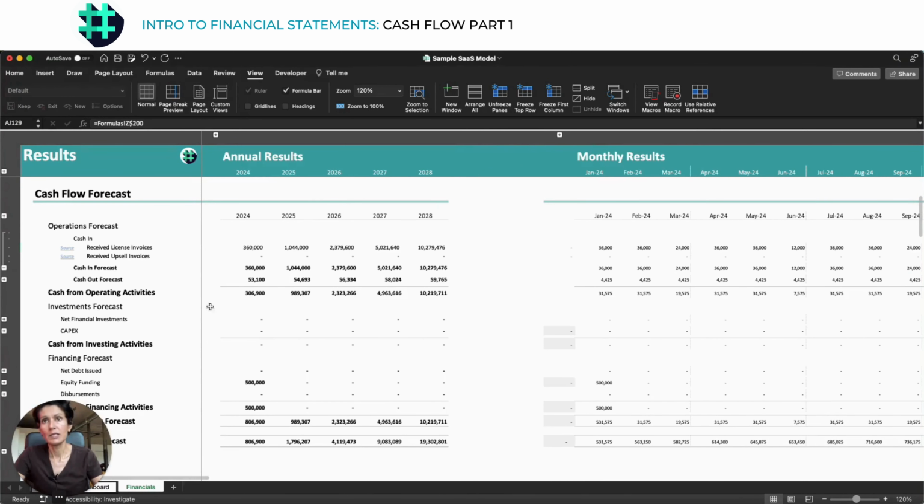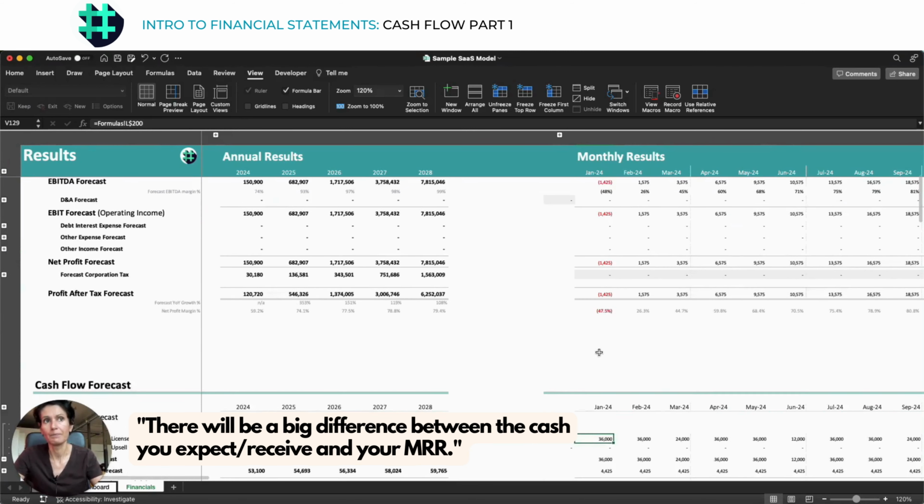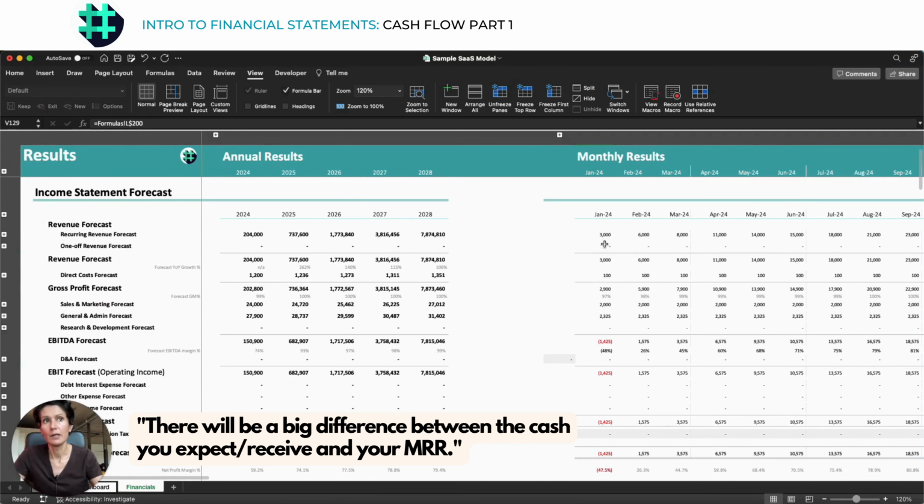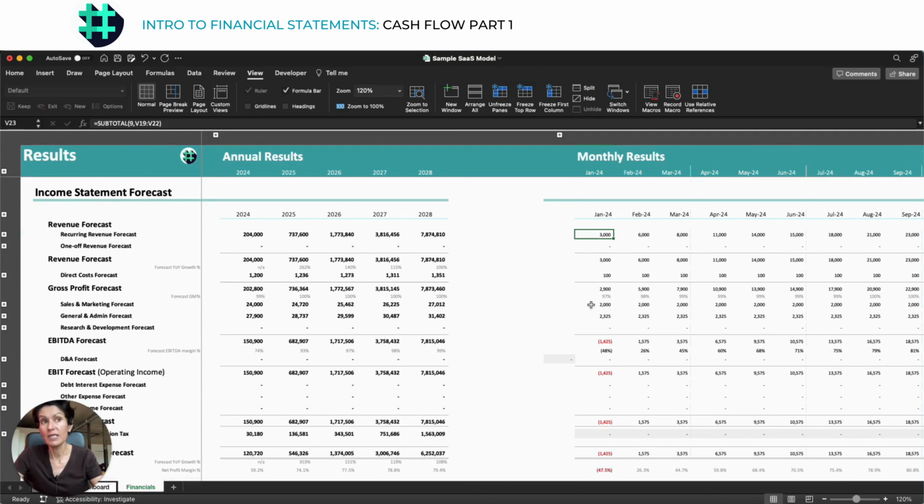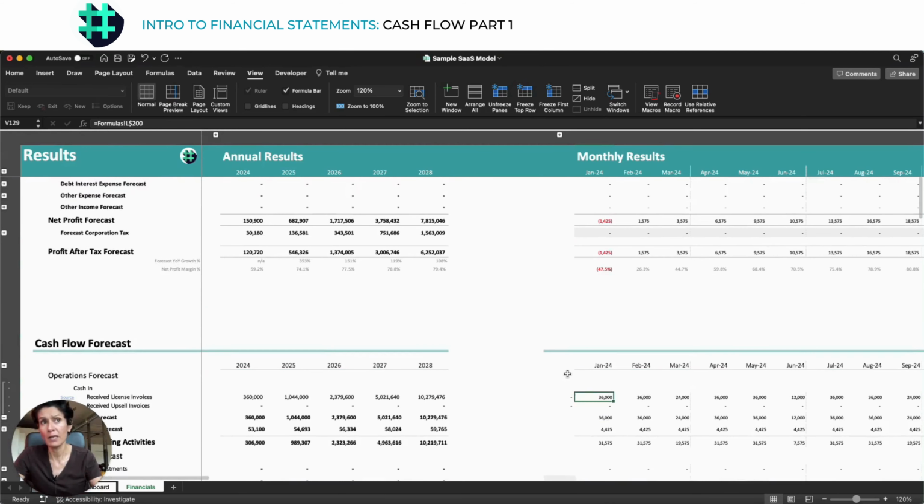Now, the interesting thing here is that there's going to be a big difference between the cash that you expect and receive and your monthly recurring revenue. So this is 3,000 in terms of what appears on your P&L. So your MRR is 3,000 for that month, whereas the cash in is 36,000. Now, why might that be the case?